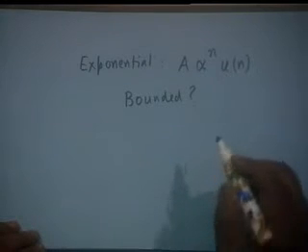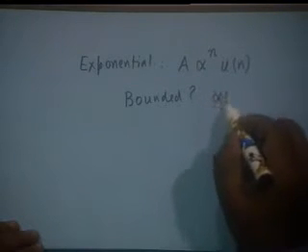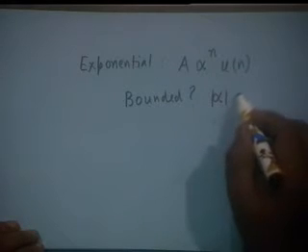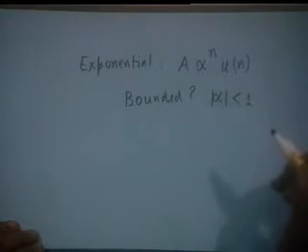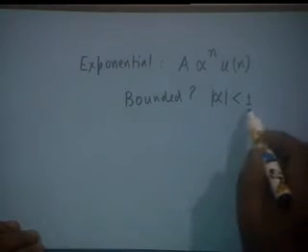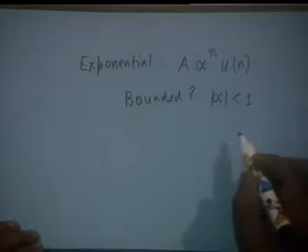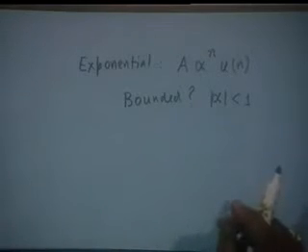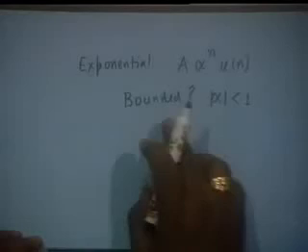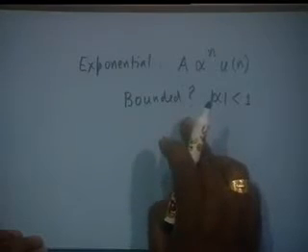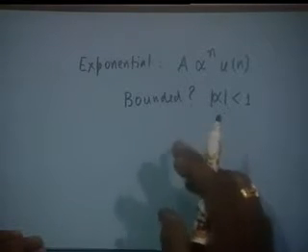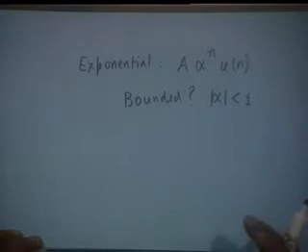Obviously not. If alpha magnitude is less than 1, then it shall be a bounded sequence. Agreed? If magnitude of alpha is less than 1, then it is a bounded sequence, whereas alpha can be complex, alpha can be real, alpha can be positive, alpha can be negative, but if magnitude of alpha is greater than 1, then this right sided signal is not bounded, because it increases indefinitely to infinity.